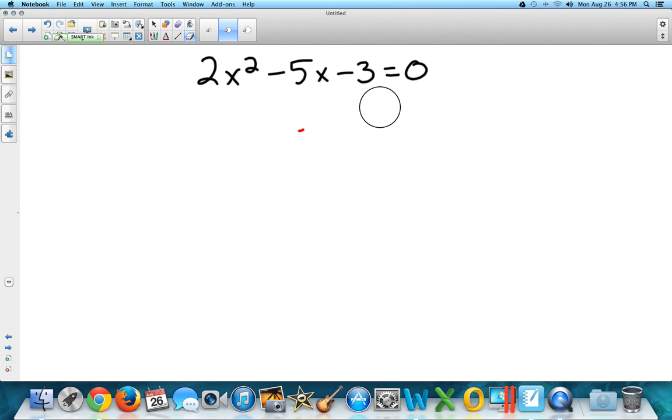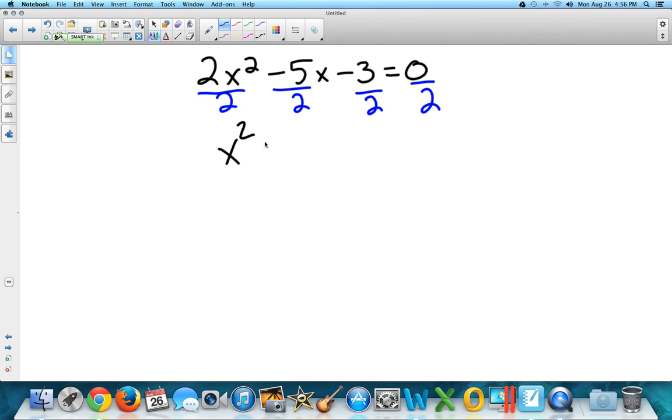So what I'm going to do first is I want a to be 1. So I'm going to divide everything by 2. And the result is going to be x squared minus 5 over 2x minus 3/2 equals 0.